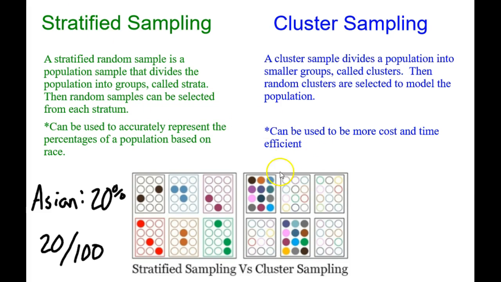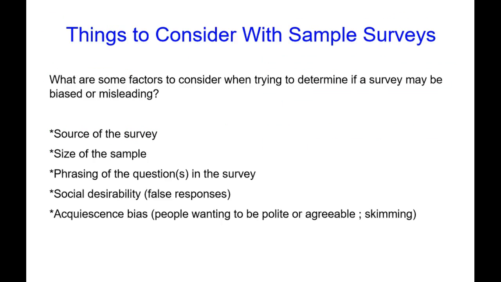So down below you can see we have our different groups called clusters. Within each cluster we have a mix of the whole population. Once we have these different clusters that are formed, we're randomly selecting one or two of those clusters to represent the whole population. So it's not based on a percentage of race or anything like that. We're just intermixing and organizing this whole population into smaller groups, and then randomly selecting some of those groups.